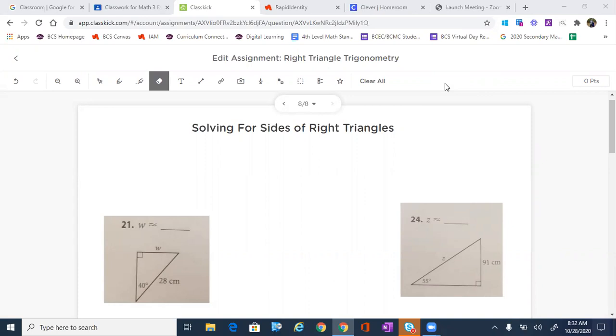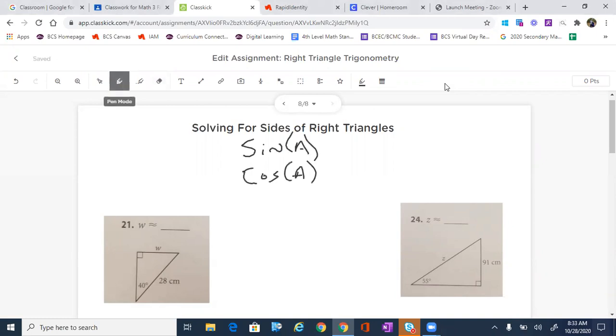And it is time to do a little math. We're going to solve for sides of right triangles today, and we're going to use our trig ratios, which start with sine, and then cosine, and of course, we've got tangent. Okay, so tan A. Sine, remember, is opposite over hypotenuse. Cosine is adjacent over hypotenuse, and then tangent is opposite over adjacent.